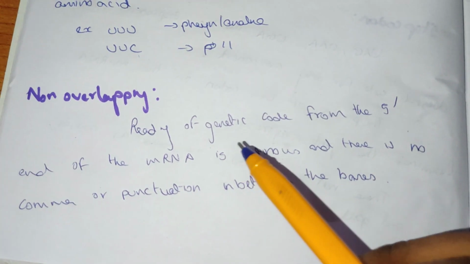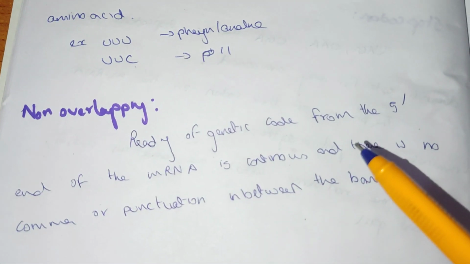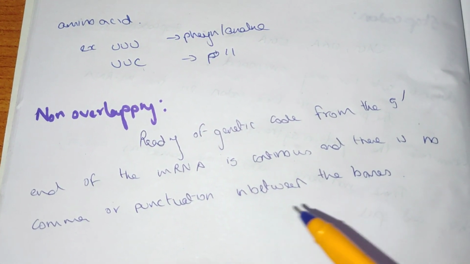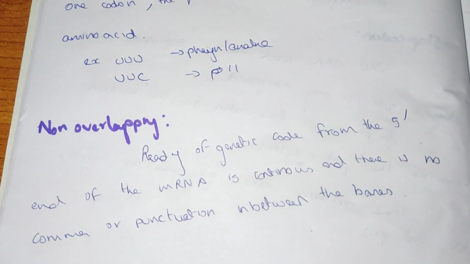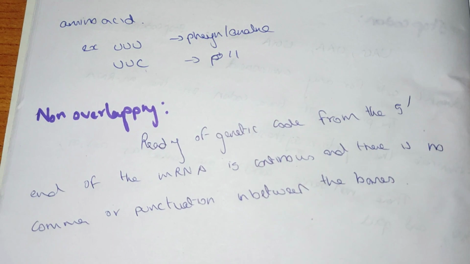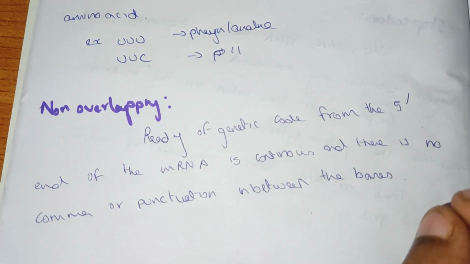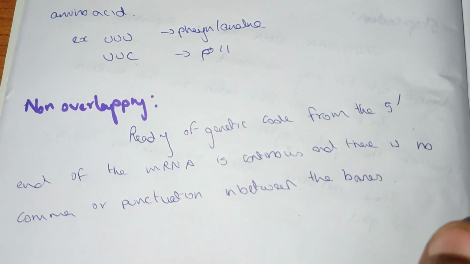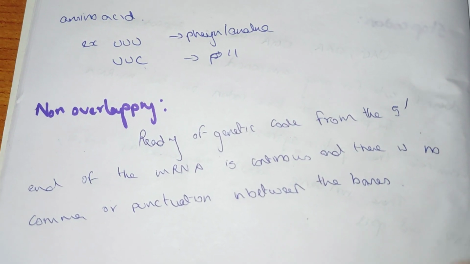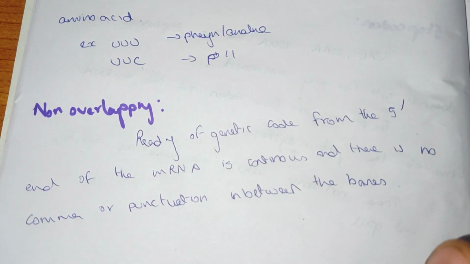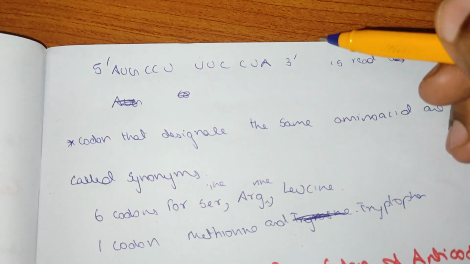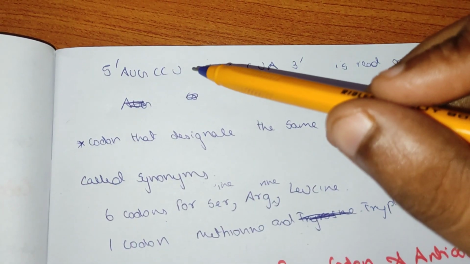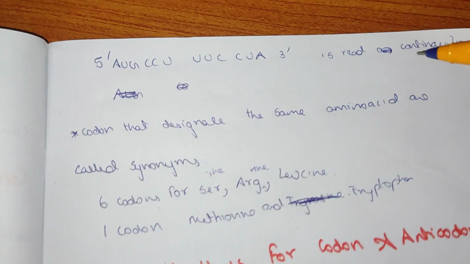Non-overlapping. Reading of the genetic code from the 5' end of the mRNA is continuous, and there is no comma or punctuation between the bases. It should be read continuously. If there is no punctuation or comma in the mRNA sequence, you should not stop in places. Example, 5' to 3': AUG, CCU, UUC and CUA. There is no punctuation or comma, so it should be read continuously.